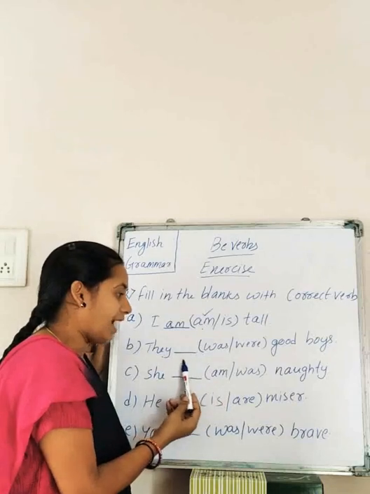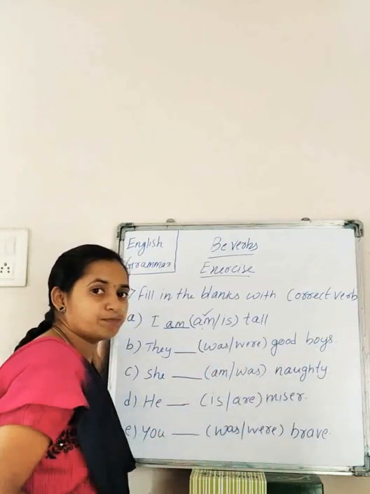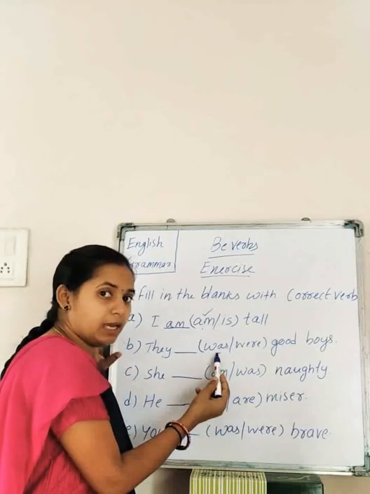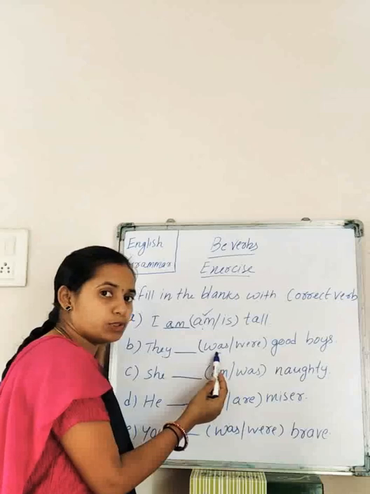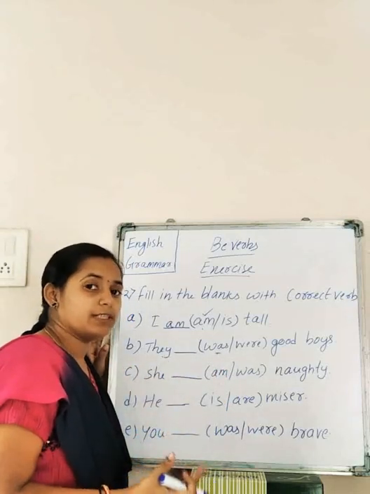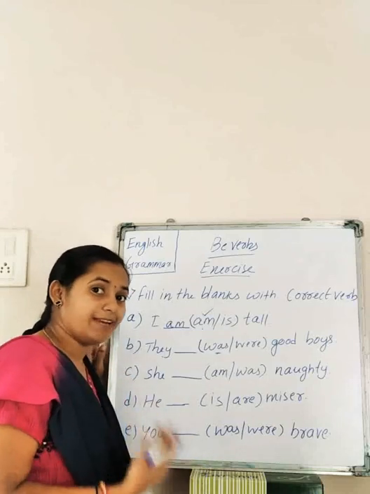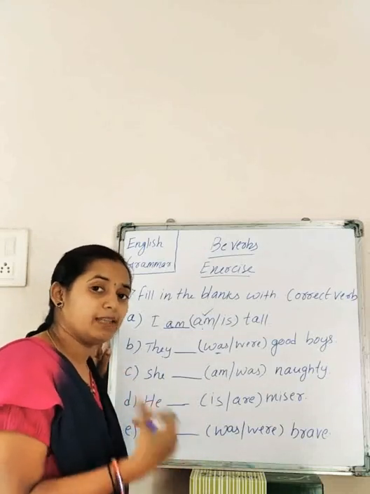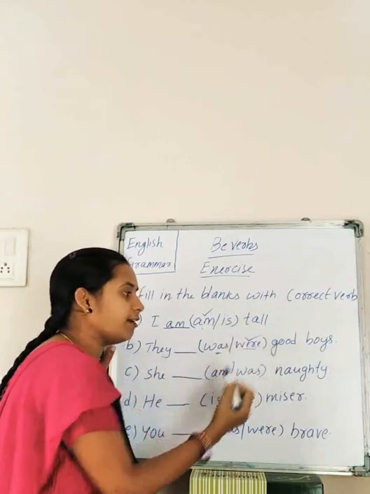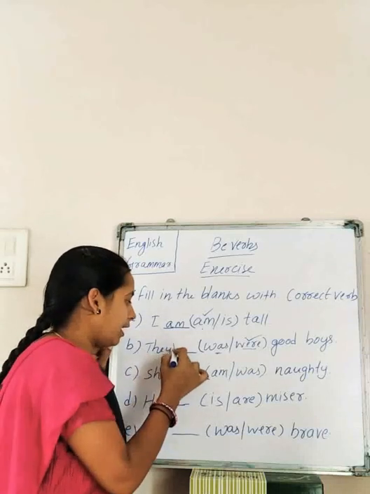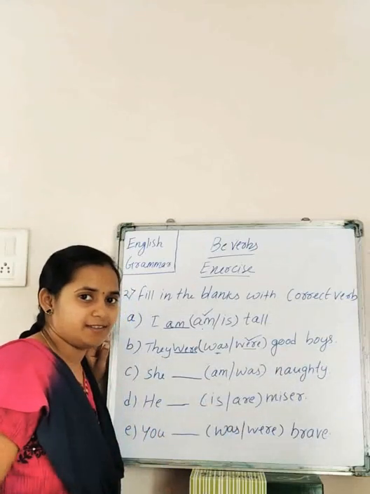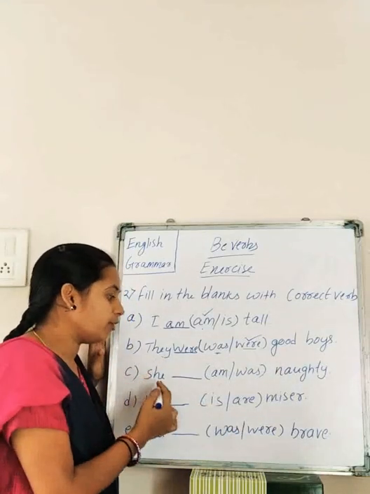They, dash, was or were good boys. Can you tell me which one is the correct one? Can was be used with they? No. Why? Because was is only used with singular things, like he, she, or any person, or I can also be used with was when we are talking about anything which happened in the past. They can be used with only plural. So where is the correct verb here? They were good boys is the correct sentence, right? Yes. So moving to the next one.